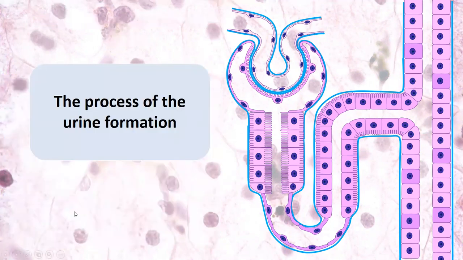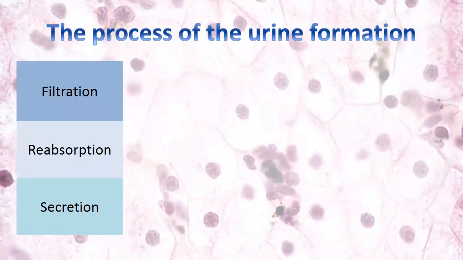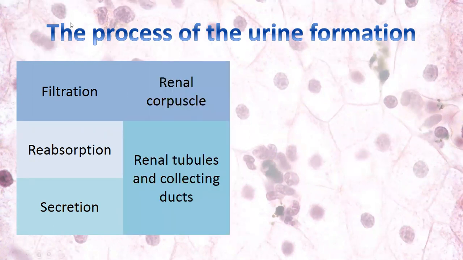And now let's summarize the structure of the nephron and also the functions of the nephron, and let's discuss the process of urine formation. So the process of urine formation includes three steps. It's filtration, reabsorption, and secretion, and they take place in different parts of the nephron. Filtration takes place in the renal corpuscle, and reabsorption and secretion take place in the renal tubules and collecting ducts.